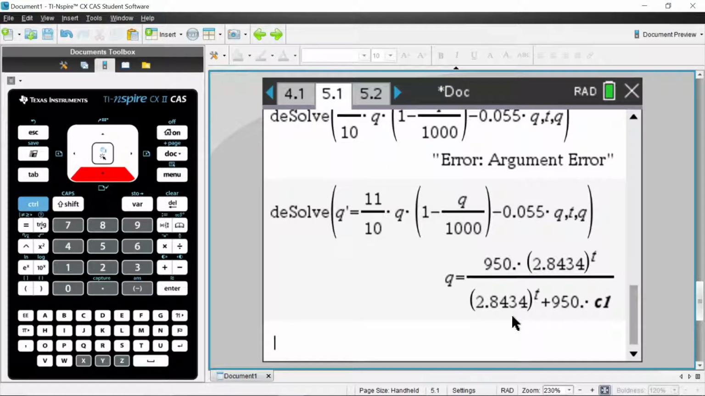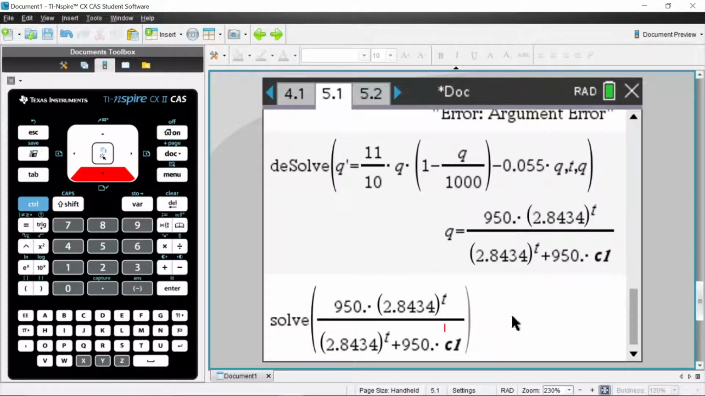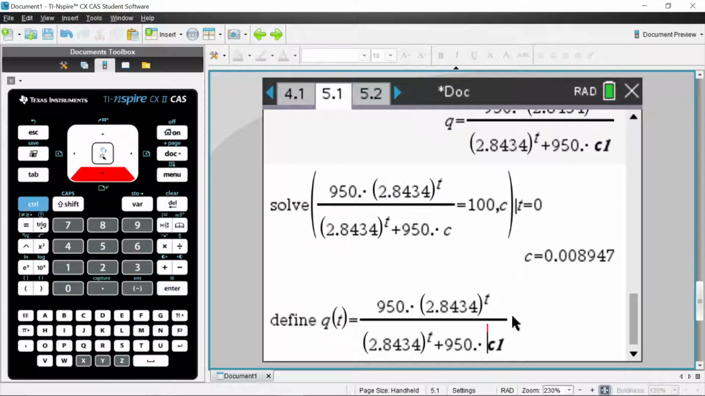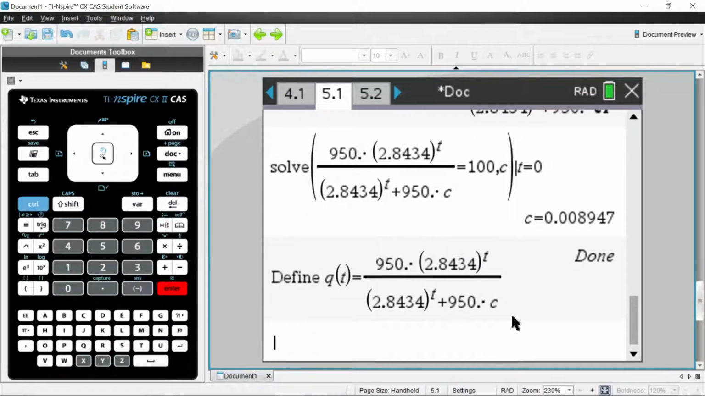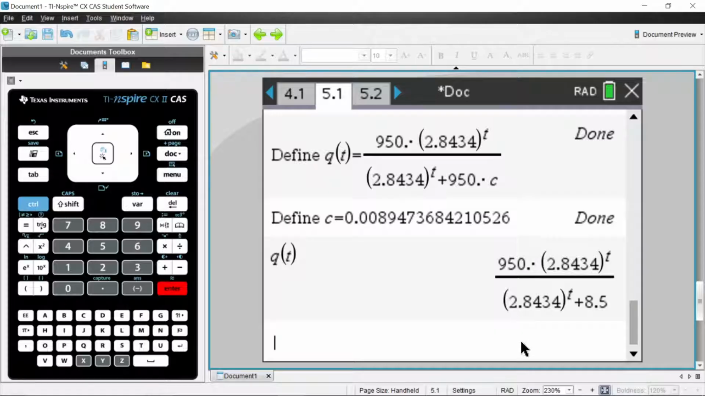Okay, so what I'm going to do is solve this guy. I'm going to replace C1 with just C, equals 100. I'm going to solve for t such that t equals 0. So C is that number. So I'm going to define a new Q function. So define Q of t now equals this guy, get rid of this thing over here, replace it with a C, and I'm just going to define C equals this thing. So now if I type in Q, there's the new formula.